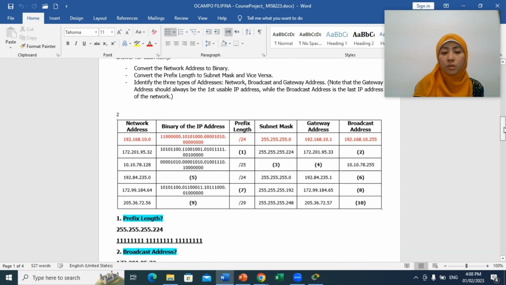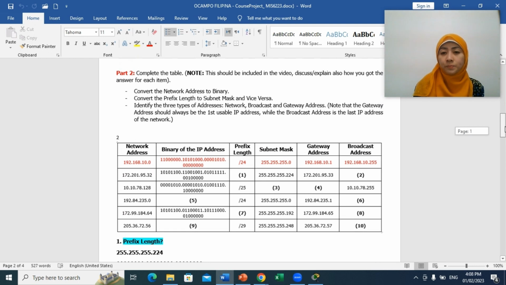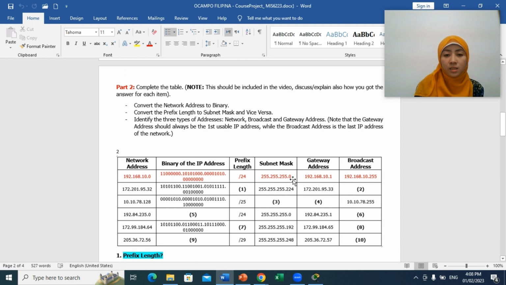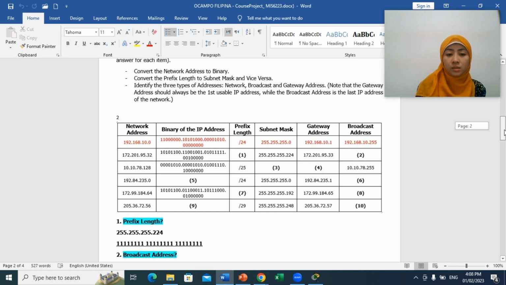So here we have the table, and there is missing information. So we will fill this in. In number one, we need to look for the prefix length. To do that, we need to get the network address and the subnet mask. I'm sorry, we need to bring down the subnet mask, which is here. In the subnet mask, we need to convert it to a binary IP address.